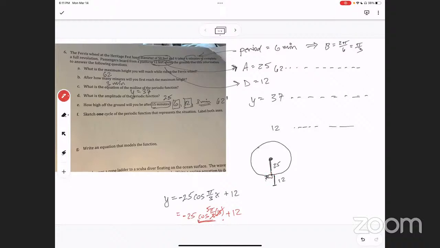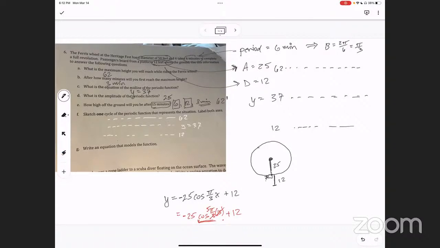Let's think about sketching the graph and labeling the axes. So I'll do this over here. Something's wrong, and I'm not seeing it. So we have, here's 12, the lowest you'll ever get is 12. The highest you'll ever get is 62. And the midline is right in between there, which is y equals 37.